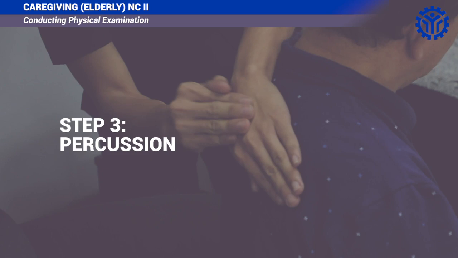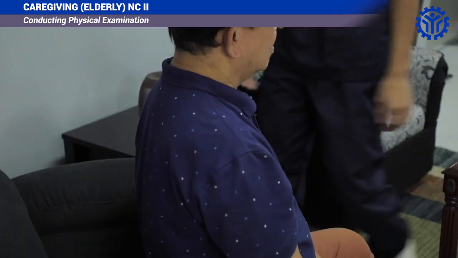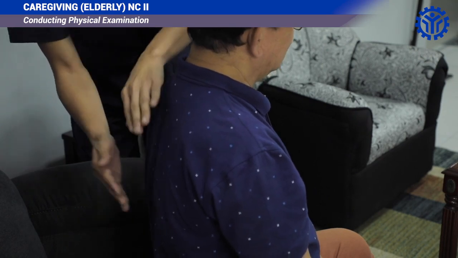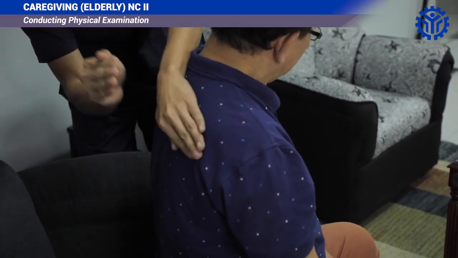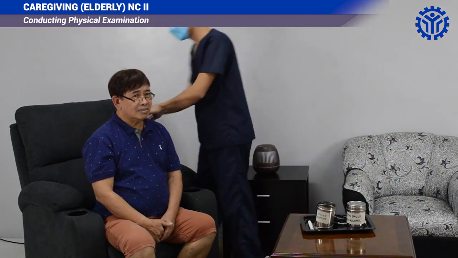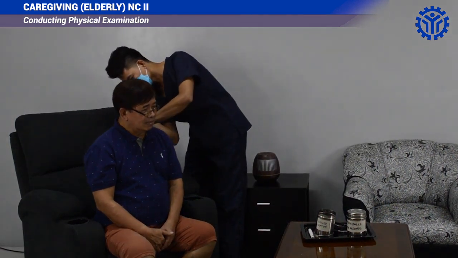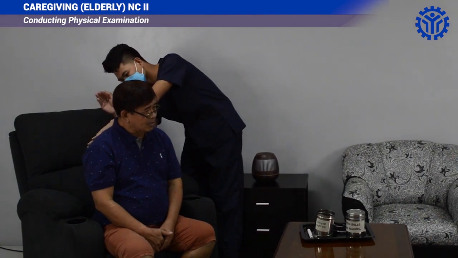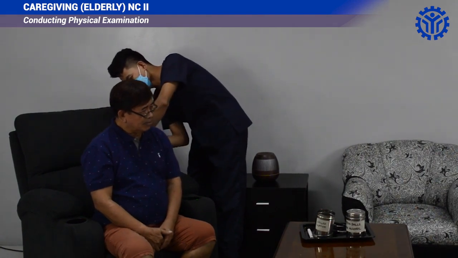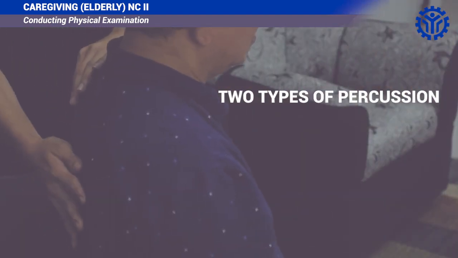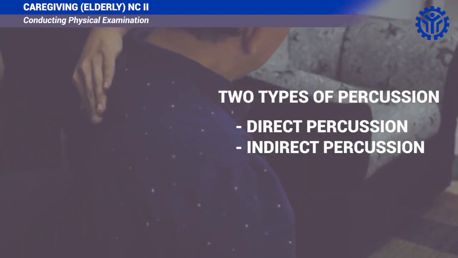Step 3. Percussion. Tap your fingers or hands quickly and sharply against parts of the client's body. This helps in locating organ borders, identifying organ shape and position, and determining if an organ is solid or filled with fluid or gas. There are two types of percussion: direct and indirect.